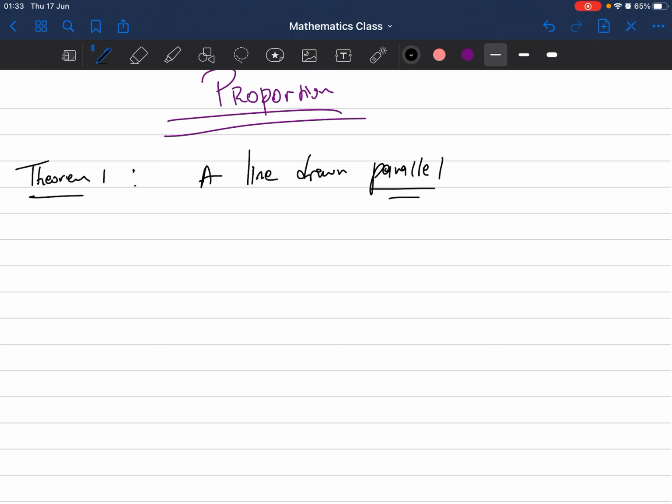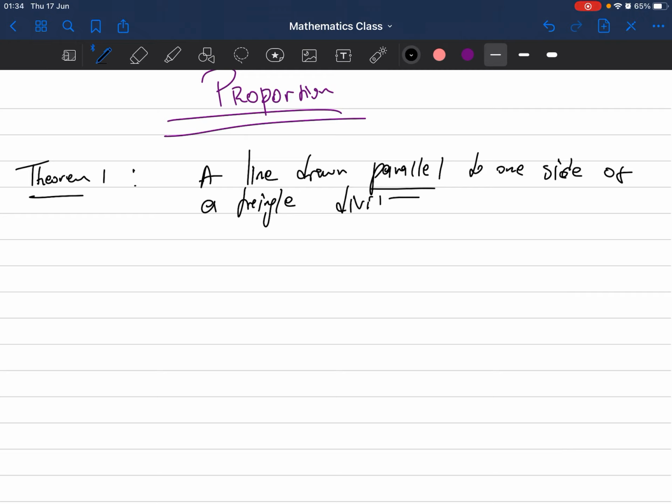Hi, there's a theorem in proportion. Let's call this theorem 1. This theorem says that, let's say you have a line, then this line is drawn parallel. It's a keyword, parallel to one side of a triangle. So this line is parallel to one side of a triangle.